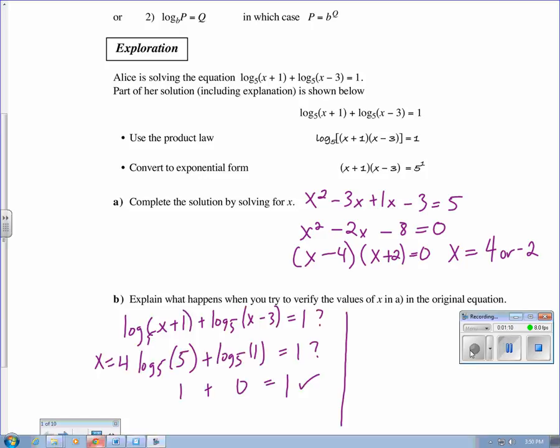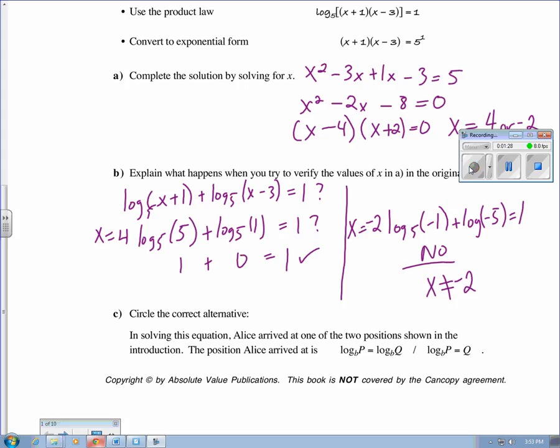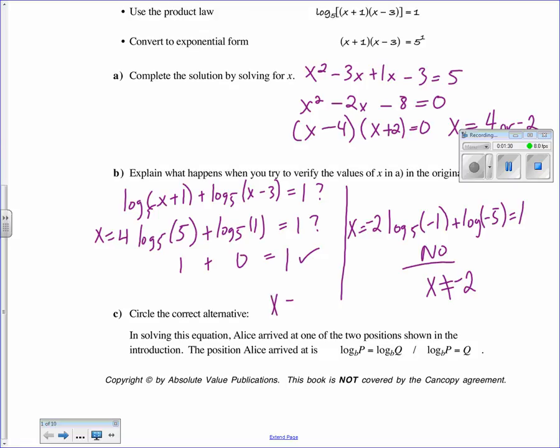So I plugged in x equals 4, and that seems to satisfy the equation because I can take log base 5 of 5 and log base 5 of 1 and actually generate the answer. Now I'm going to try negative 2. So in this case, x can only equal 4, and x equals minus 2 is called an extraneous root. It has no bearing in our work, an extraneous root or an extra answer. Let's turn the page over.